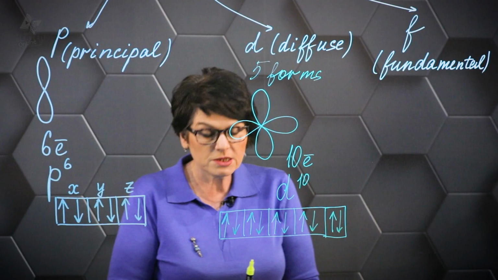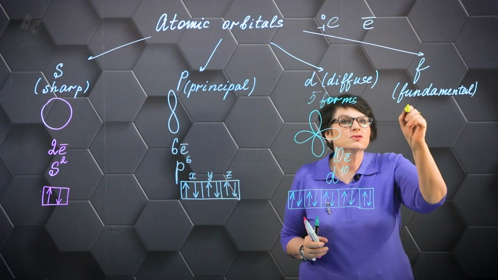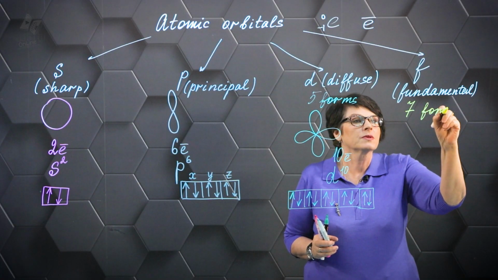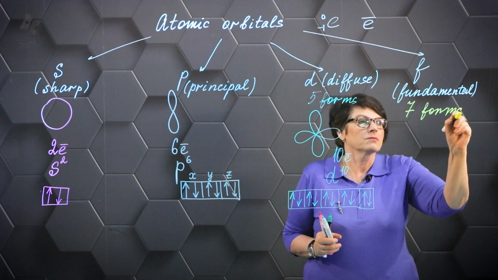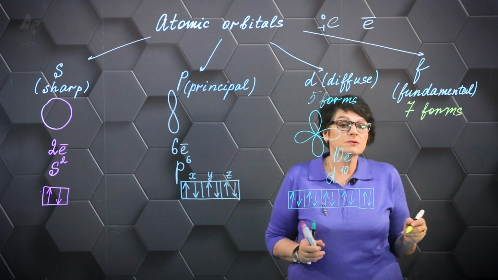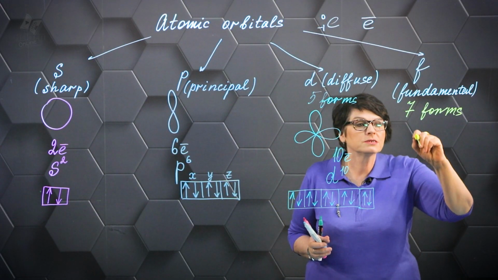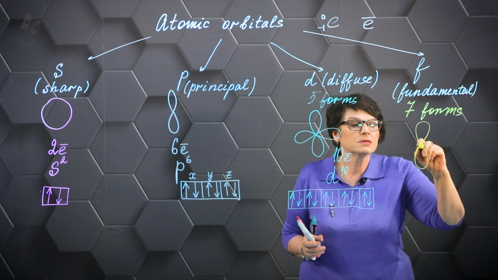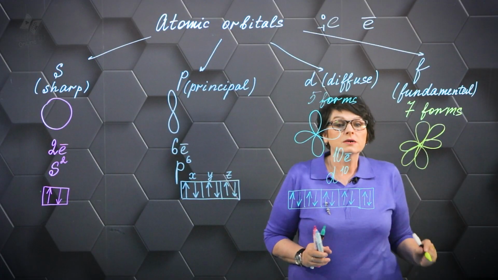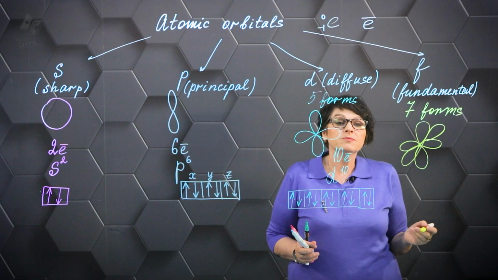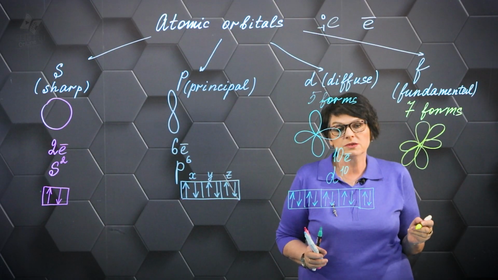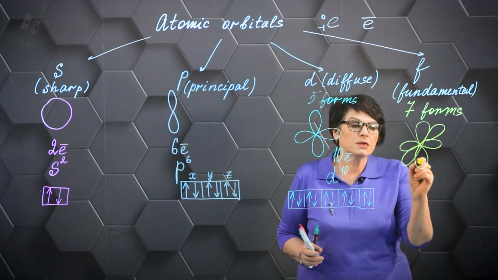So we have D electrons, and F electrons can have 7 different shapes. Let's show one of these shapes. In fact, they are different. One of the shapes, for example, of D electrons looks like this. But in fact, they are subdivided inside. Unlike S and P electrons, which cannot have any other shapes, D and F electrons can have different shapes.